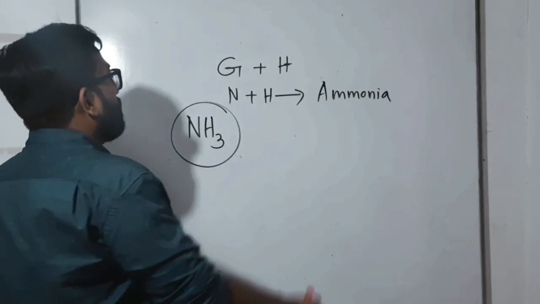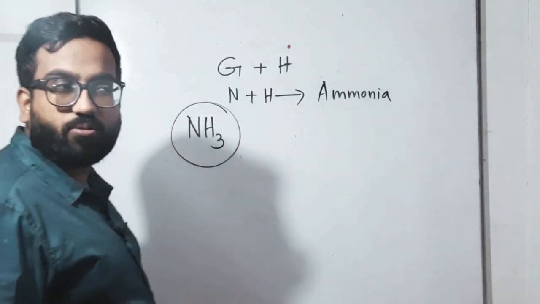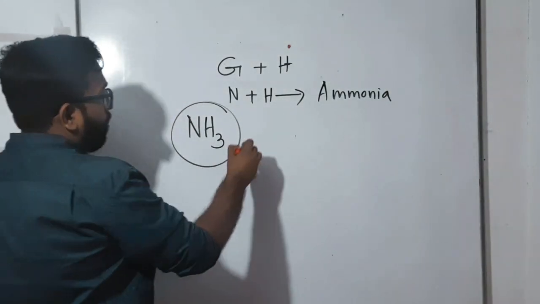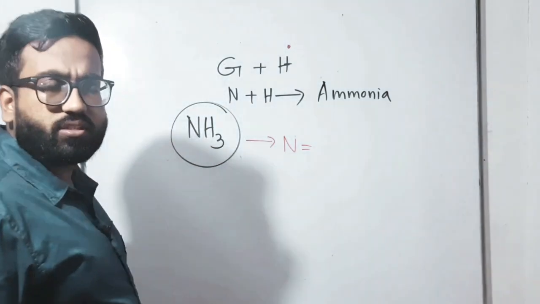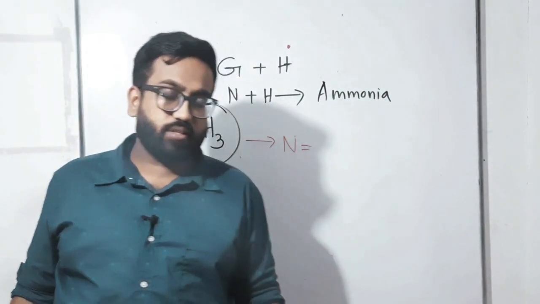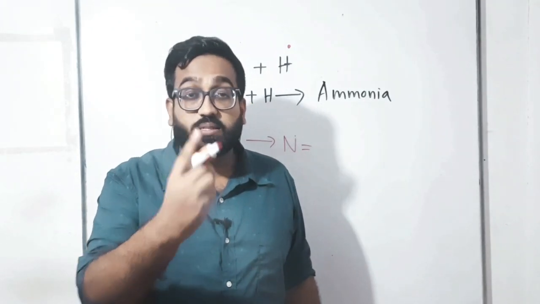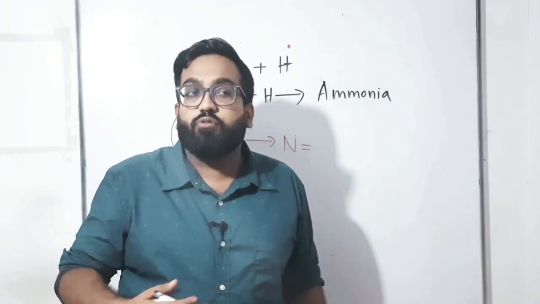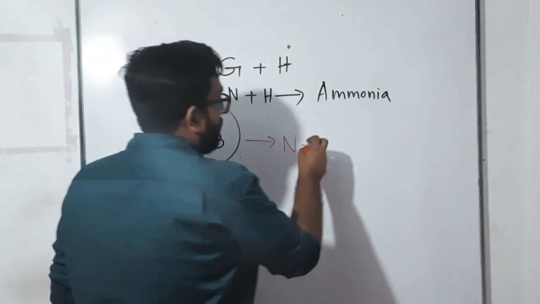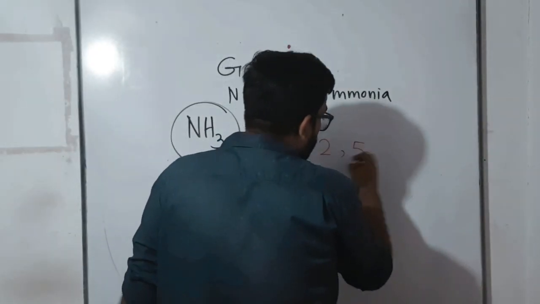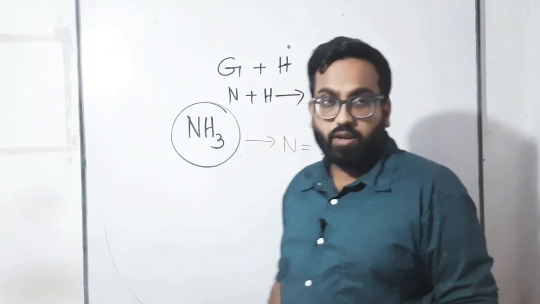Normally we know hydrogen has how many electrons? Only 1 electron. So think about nitrogen. What is the electronic configuration of nitrogen? In which number is nitrogen? Hydrogen, helium, lithium, beryllium, boron, carbon, nitrogen is the 7th one. That means 7 electrons are present in nitrogen. So the electronic configuration is 2, 5. In the first energy level 2 electrons can be added, in the second energy level 5 electrons.